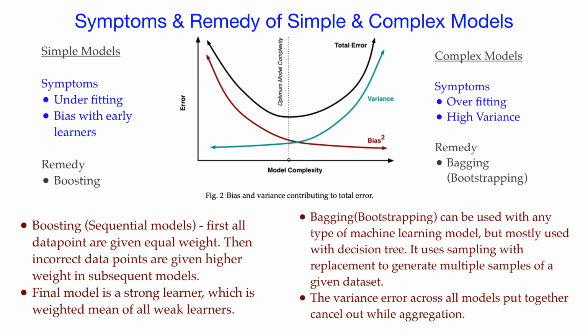In bootstrapping, what we do is we do repeated sampling with replacement. By doing sampling with replacement on the data, we are able to overcome the challenge of high variance. And when we have multiple models put together in aggregation, the errors or the variance will cancel each other to produce a better model.